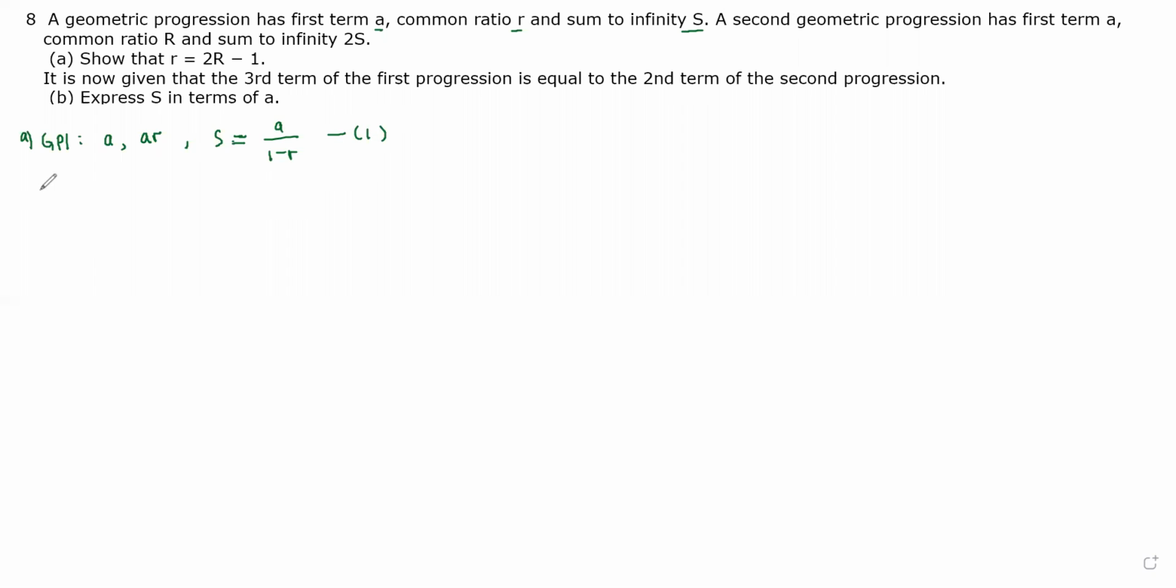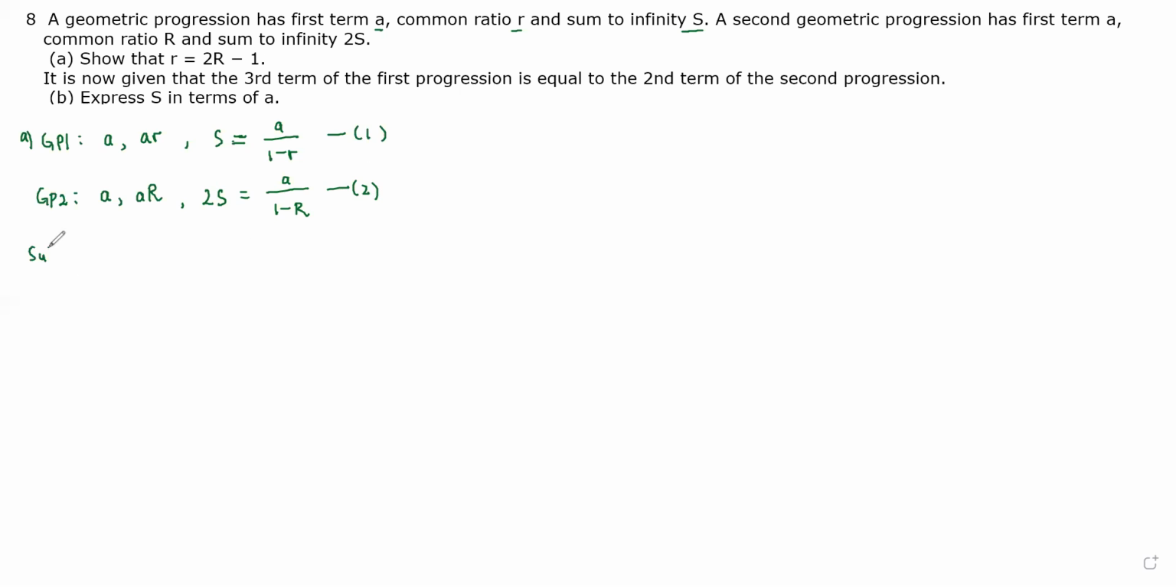A second geometric progression, suppose this is given by GP2. The first term is A, the common ratio is r. So the second term is A lowercase r, and the sum to infinity is 2S. The sum to infinity is A over 1 minus the common ratio, but this is 2S. That is equation number 2. Part A, you need to show that little r is 2R minus 1.